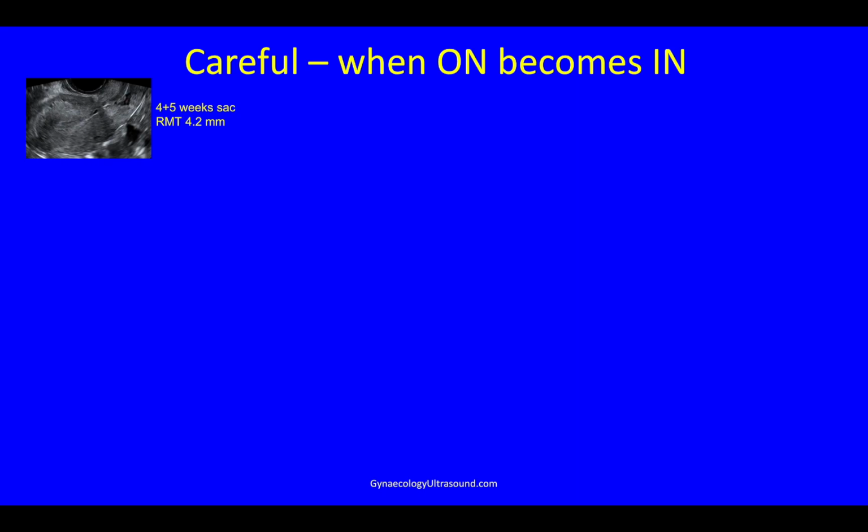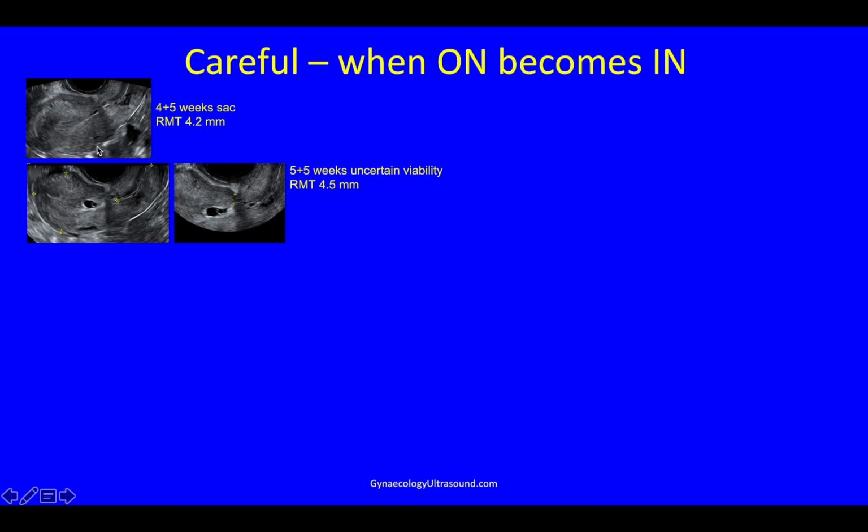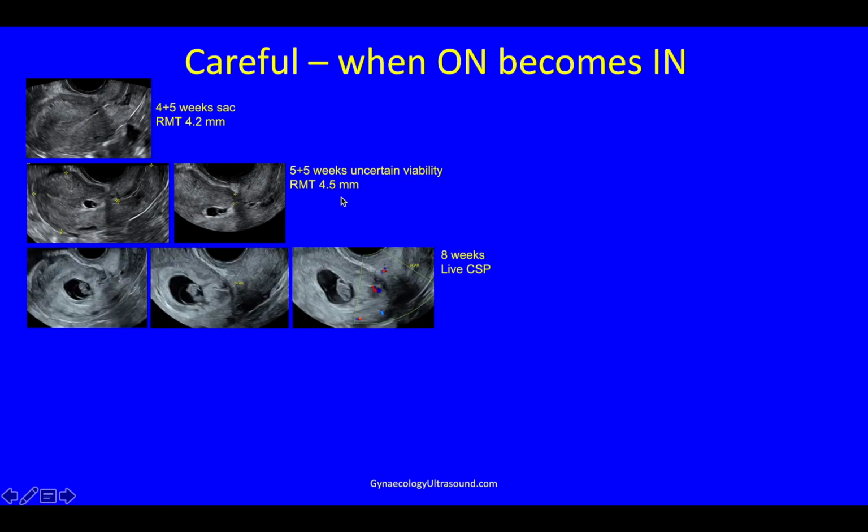So the question is when you call it on or in, and this is a very early scan. You can see just 5 days later, there's a tiny little gestation sac there at the level of the scar. By nearly 6 weeks, still the pregnancy is there and the scar thickness is still 4.5 millimeters. But by 8 weeks, it's a very different picture.